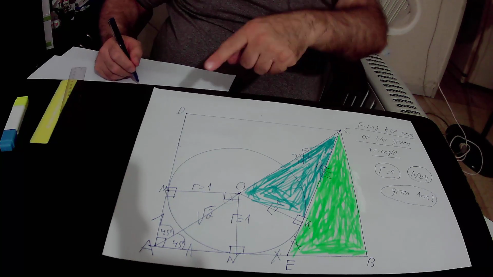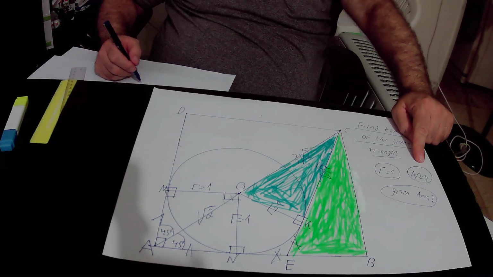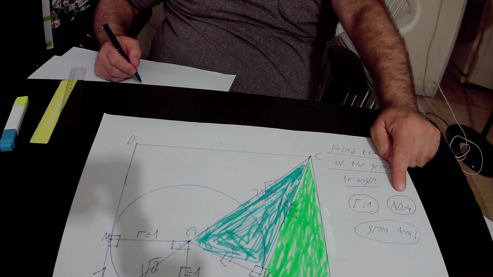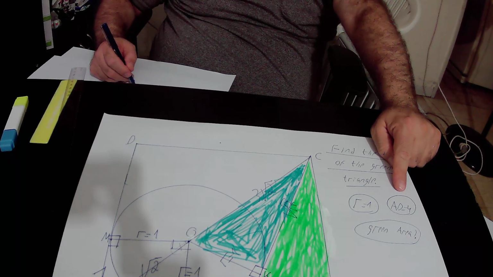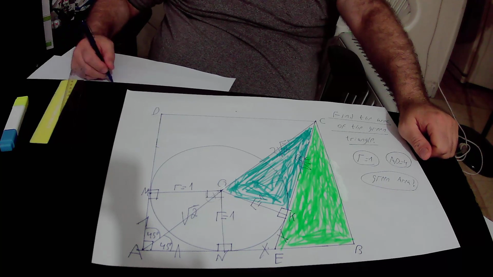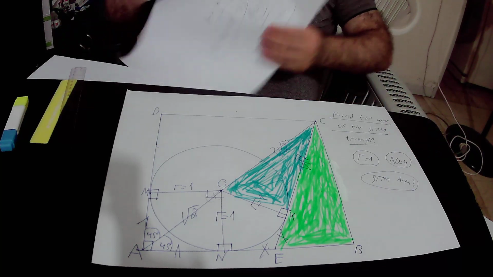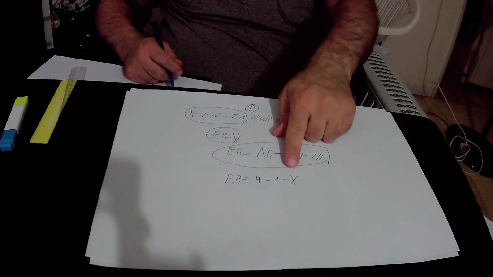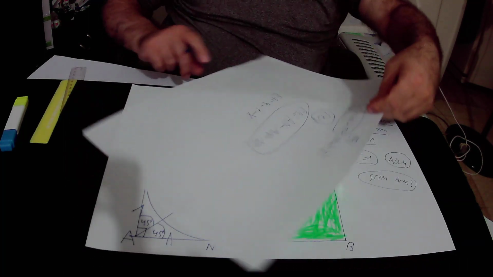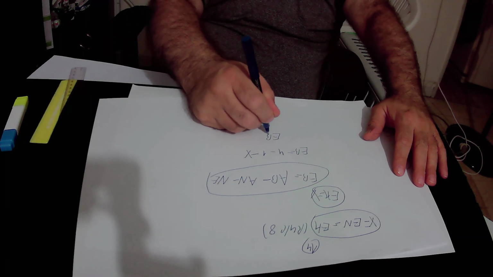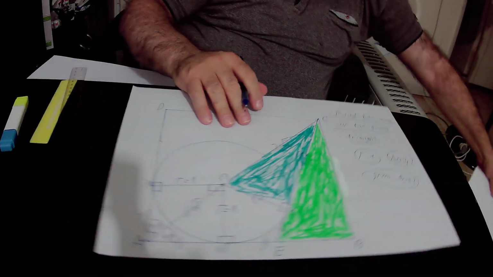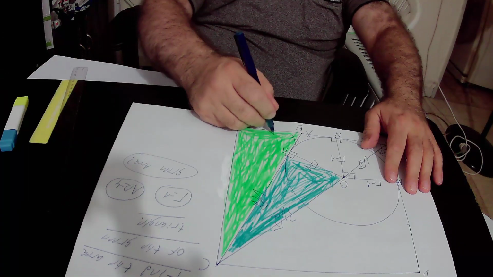EB equals AB, which is 4 units, because all the sides of square ABCD are equal to each other, and one side of square ABCD equals 4 units. Minus AN, we have already found out that AN equals 1 unit, minus NE, NE equals X according to our definition. So in conclusion, EB equals 4 minus 1 minus X. 4 minus 1 is 3, so EB equals 3 minus X. So we can write here that EB equals 3 minus X.